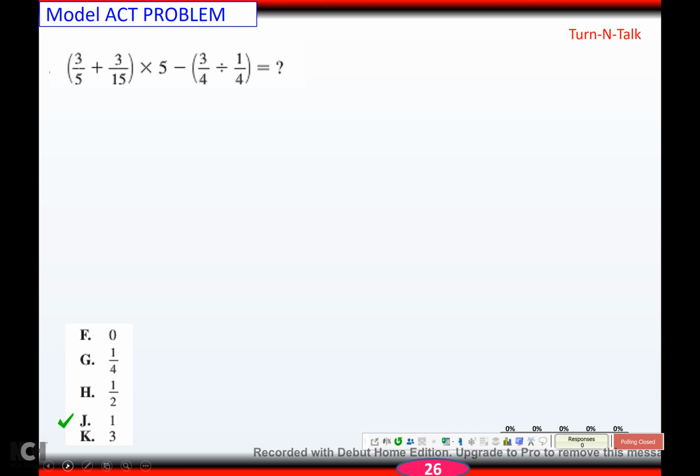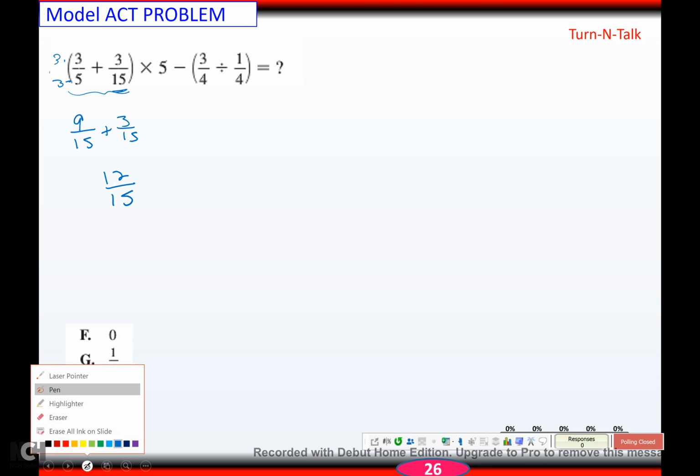Alright, so to do this one, now guys, again, in my tutorials and my videos, I showed you how to do this on the calculator. You would just type in 3 divided by 5 plus 3 divided by 15, get your answer, and math enter it. Alright, but if you didn't have a calculator, you would need a common denominator, which would be 15. So times 3 would make that 9 fifteenths plus 3 fifteenths would give me 12 fifteenths. Okay, so I'm just doing parentheses first.